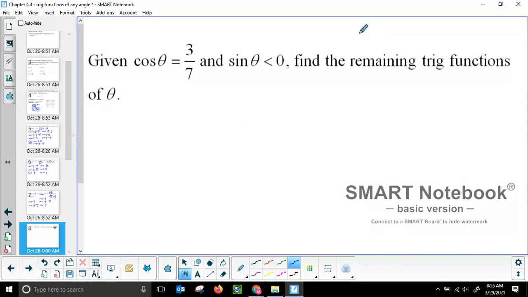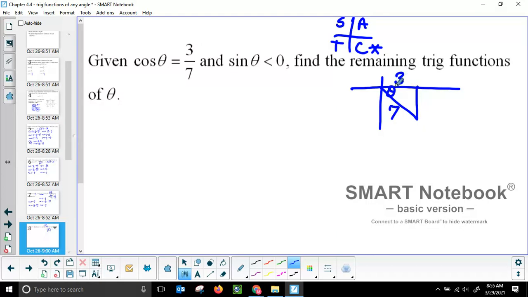All right, so let's go ahead and take a look. Again, if we think about our all students take calculus here, cosine is positive and sine is negative, so I'm down here in quadrant 4. So I'll just make an angle here in quadrant 4. My theta, of course, always here by the origin. So cosine is adjacent over hypotenuse. And again, we know that this is positive because I'm going to the right.